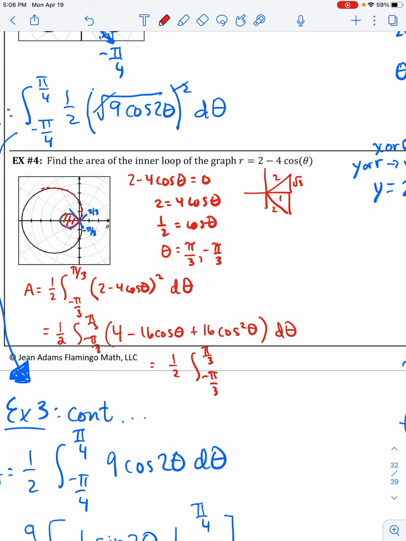So 1/2 integral from negative pi over 3 to positive pi over 3. I have to use my trig identity for cosine squared, excuse me. You knew what I meant, didn't you? This is going to be your 1/2 plus cosine 2 theta over 2 d theta. And this 16 is going to get distributed.